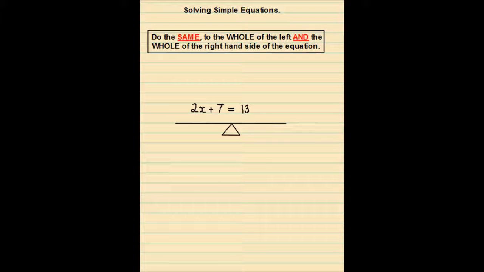Do the same to the whole of the left and the whole of the right-hand side of the equation. This is the one most important rule when solving equations. If you follow this rule, you won't go wrong, yet it's the rule that often gets ignored.